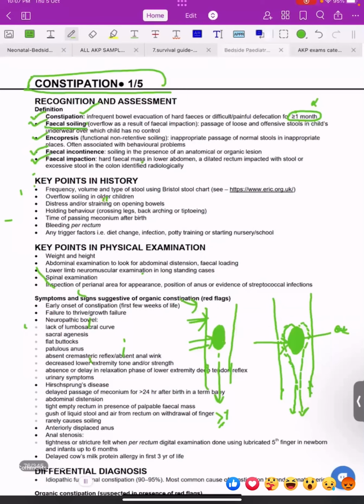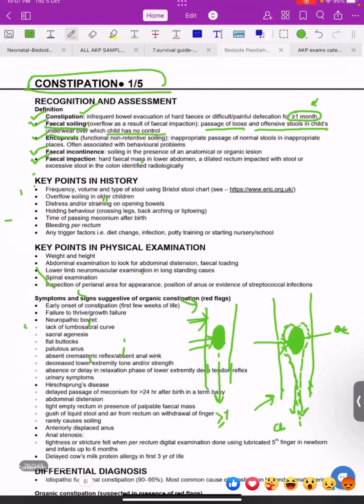What is the behavior of the child? In this case, the child is not having any sensation of the passage of this loose motion. That is known as fecal soiling. They say there is passage of loose and offensive stool in the child's underwear over which the child has no control.